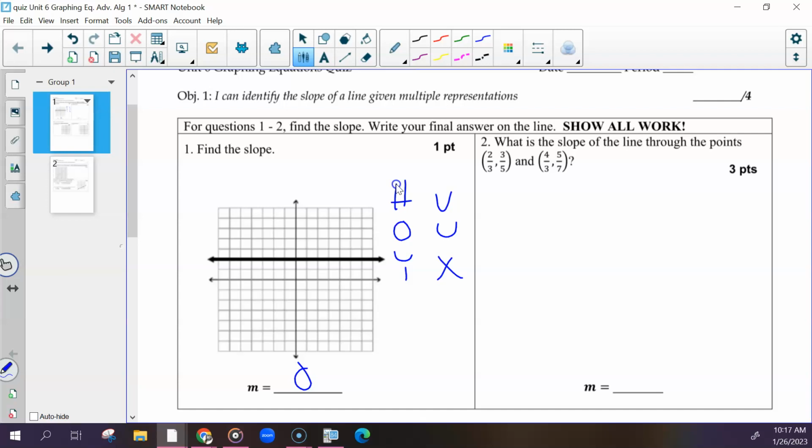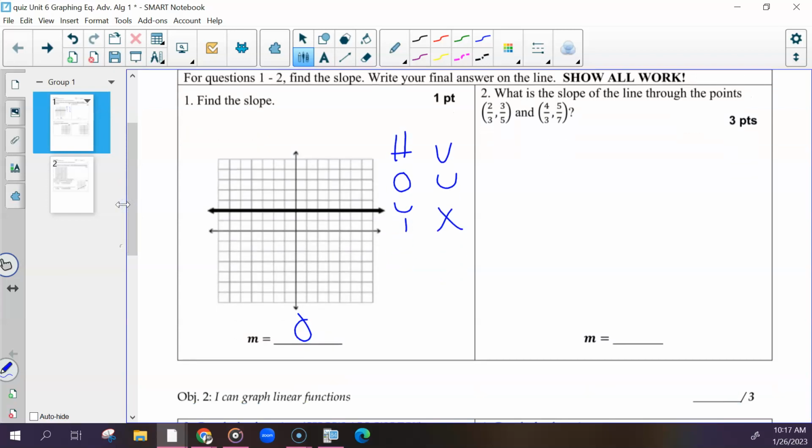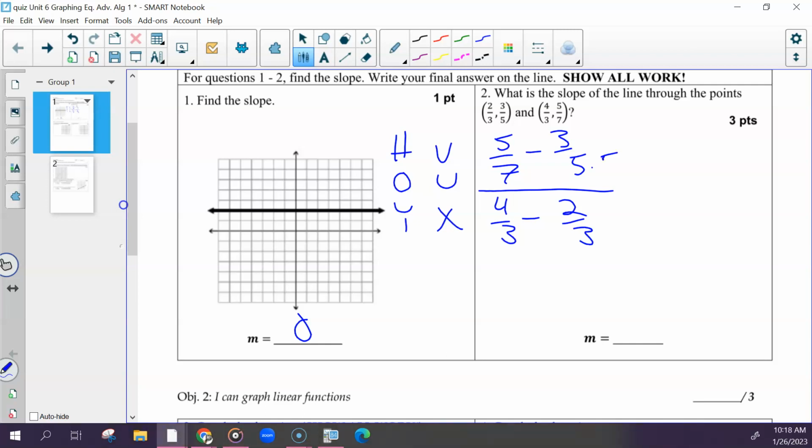And then for number 2, you have to find the slope, so set this up. So 5 over 7 minus 3 over 5, all over 4 over 3 minus 2 over 3. So set it up. If you switched one set of it, as long as you switched the other, you were fine. I don't think anyone only switched one, so I think that was fine. You had to get common denominators.